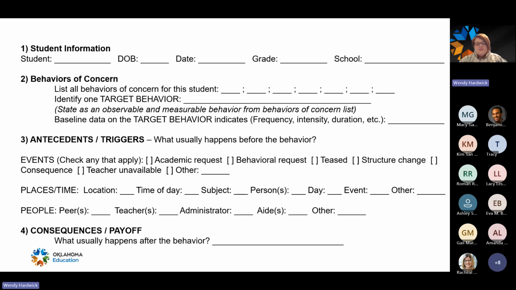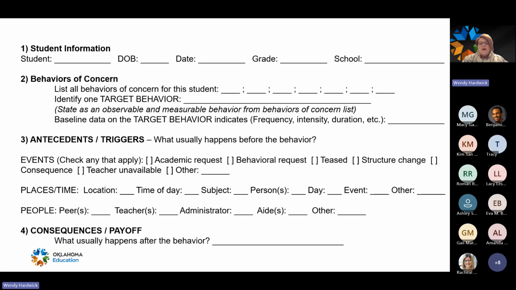There is no standardized FBA form. So as special education teachers, when you are in the meeting and the FBA is produced, it can look several different ways. So I'll show you some examples. Most of them will have the same type of information. It just may look different.